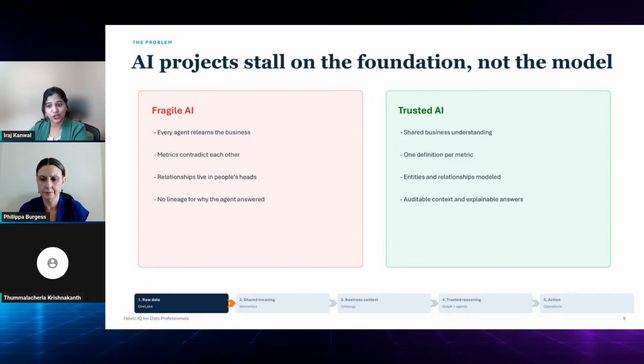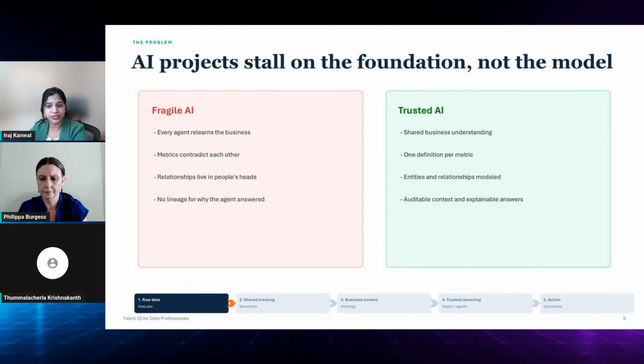So in a fragile AI environment, every agent relearns the business from scratch. One agent uses one definition of revenue, another uses a different definition. Relationships live in people's heads instead of in a data platform, and that's where the problem comes in. If the agent gives a surprising answer, no one can explain why.